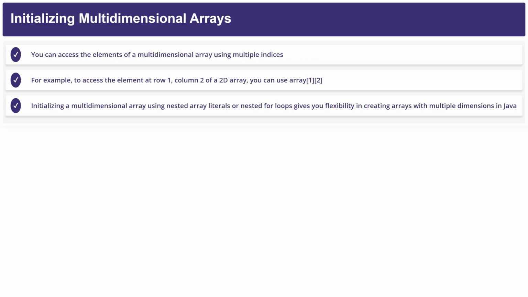To access the elements of a multidimensional array, you can use multiple indices. For example, to access the element at row 1, column 2 of a 2D array, you can use array[1][2]. Initializing a multidimensional array using nested array literals or nested for loops gives you flexibility in creating arrays with multiple dimensions in Java.